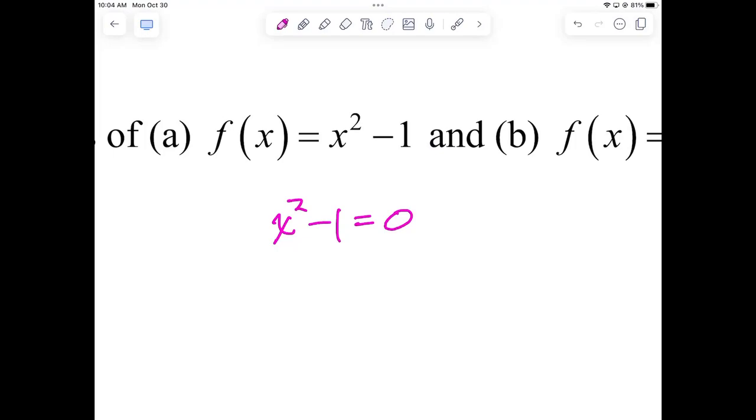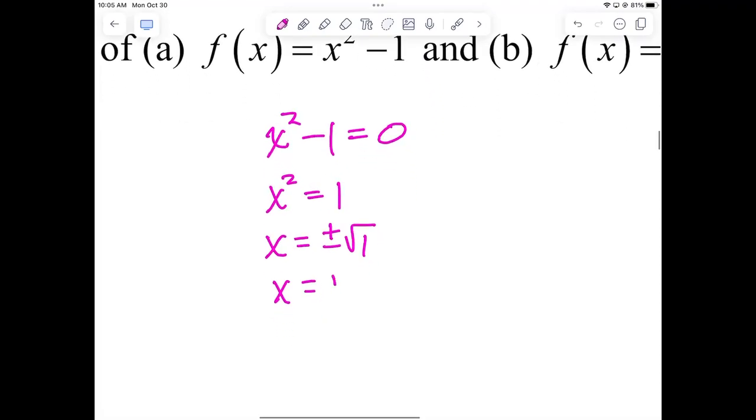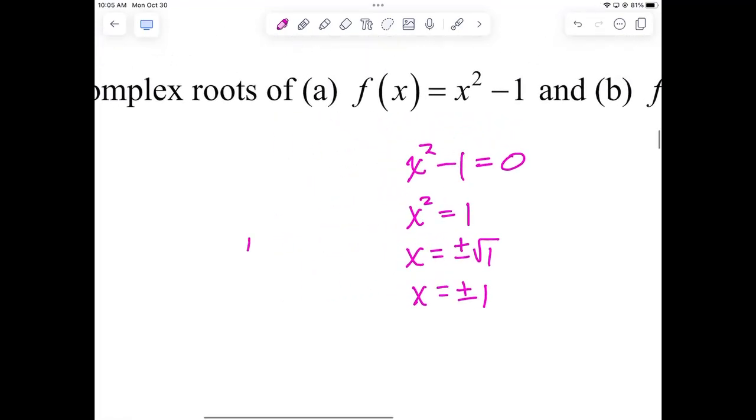There's no middle term here with an x in it, so we'll just extract the square roots. We'll separate the x squared from the numbers, and then when we take the square root, we have to do plus or minus the square root of 1. And what is the square root of 1? 1. So we get plus or minus 1. Are those real or imaginary? Those are real. So we have a real way to see them, right?